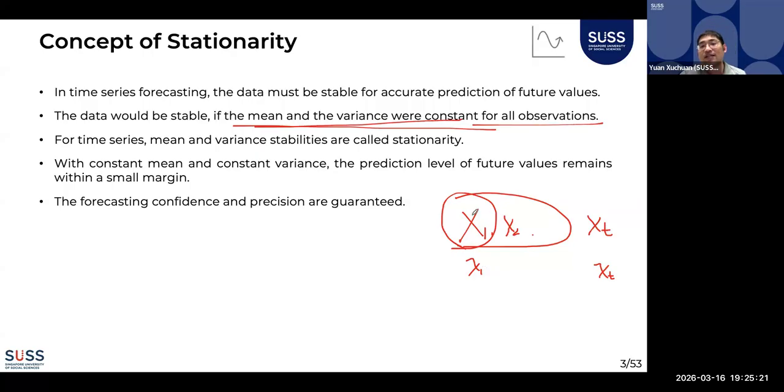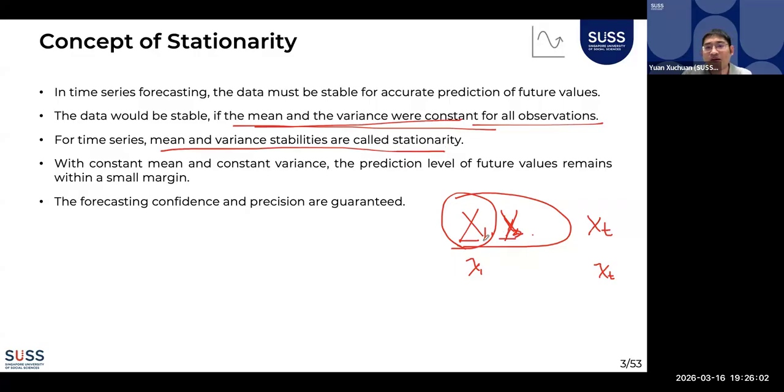Okay, because each observation is a random variable, although you just observe one data point for this random variable. So the mean and variance are constant for all observations. The mean of xt is a constant. The variance of xt is a constant. Look at it, because they are random variables. So as long as you have a constant mean and variance, we say this time series is a stationary time series.